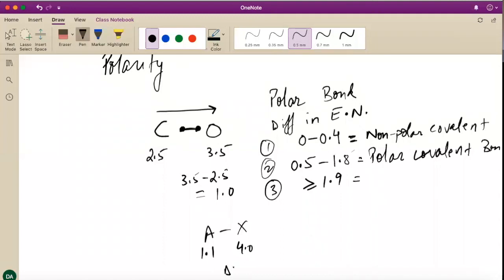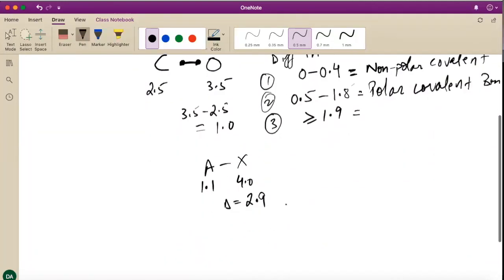Now, what is the difference here? What's 4 minus 1.1? 2.9. So you see 2.9, that difference in electronegativity is too big. And when that happens, guys, this X is so much stronger than A that it actually takes away the electron from A. So guys, when the electron is taken away from another atom, is that still a covalent bond or is that ionic bond? Ionic. So guys, whenever the difference is more than 1.9, you're gonna consider that to be an ionic bond. It's no more covalent.